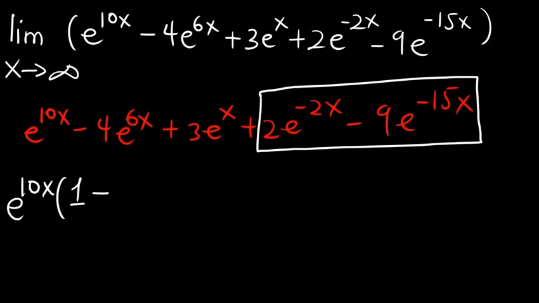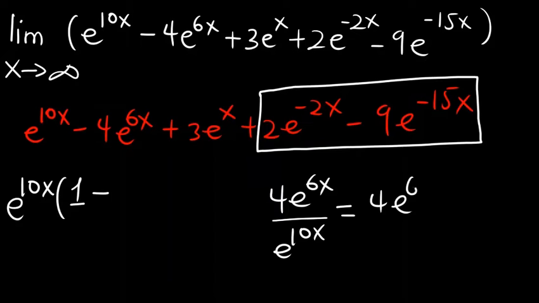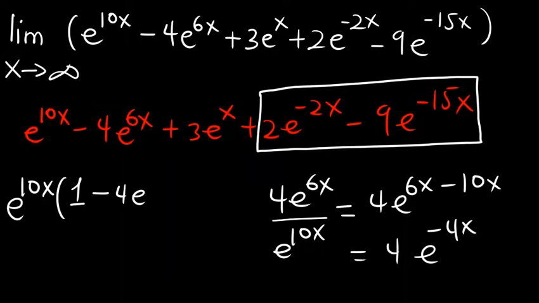Let's look at what is left. For that one, you're going to have 4 times e to the power 6x divided by e to the power 10x. This will be equal to 4 times e to the power 6x minus 10x. If you simplify this, you're going to have 4 times e to the power minus 4x. So that would be for the second term: 4 times e to the power minus 4x here.